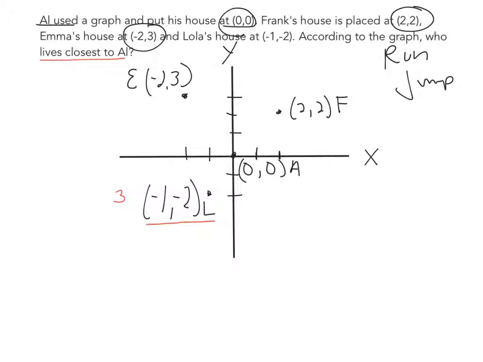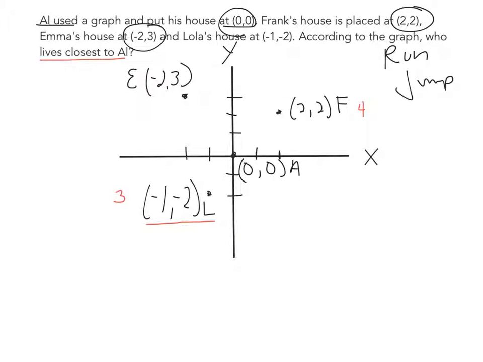Now let's go back and look at Frank's house, because Frank's house looks like it's also pretty close. We want to check and make sure. So if we start at Al's house again at 0, 0, now we're moving 2 over, plus 2 on our x, and then plus 2 up on our y. So those moves, 1, 2, plus 1, 2, this is going to be a total of 4 moves in order to get to Frank's house. So this takes me 4 jumps, 4 moves, however you want to think about it, 4 units to get to this place.